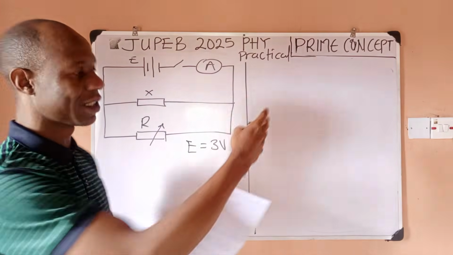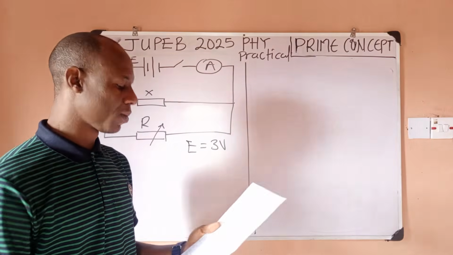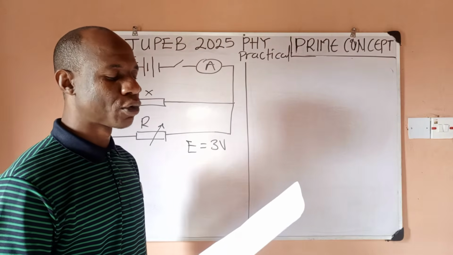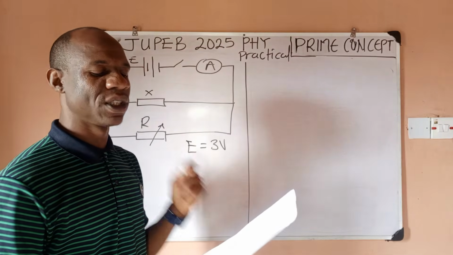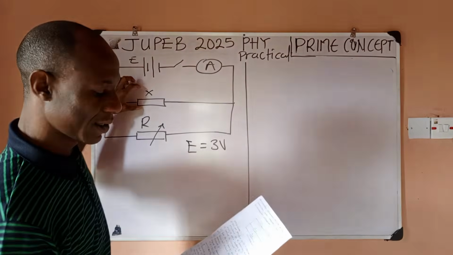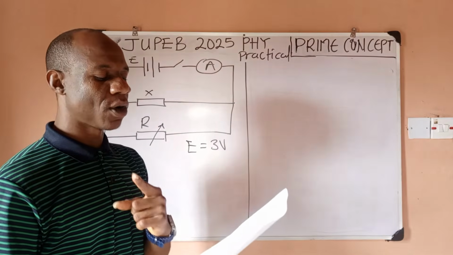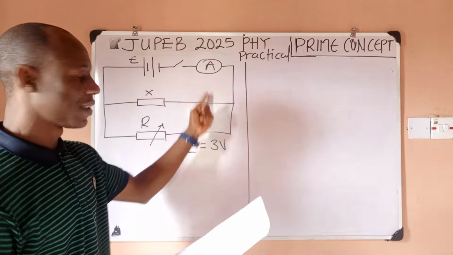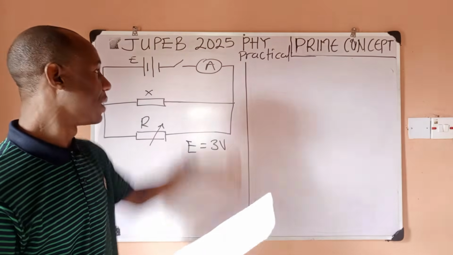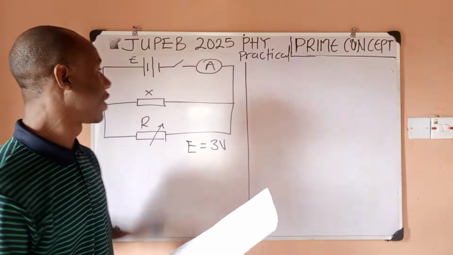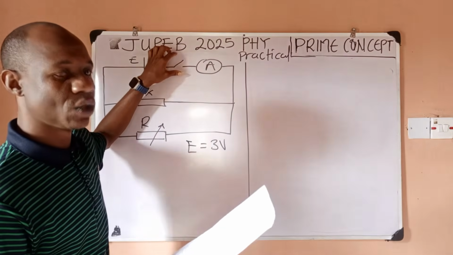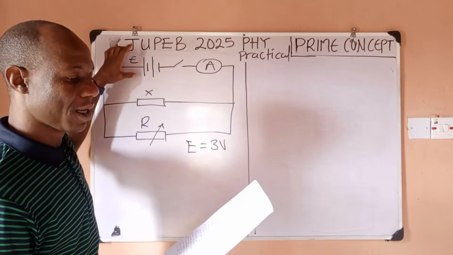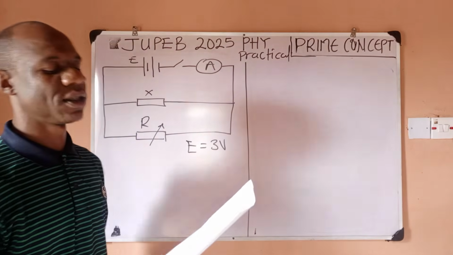Now let's read through the procedure. I don't have enough space, so I'll just read through the procedure if you're following. Now the procedure says you are provided with a standard resistor X, which is this, a resistance box R, which is this, connecting wires, these things are connecting wires, an ammeter, which is this, a key, which is this, a key is just a switch, right? And a battery, which is this. So the battery EMF is 3 volts, which is mentioned in the question.